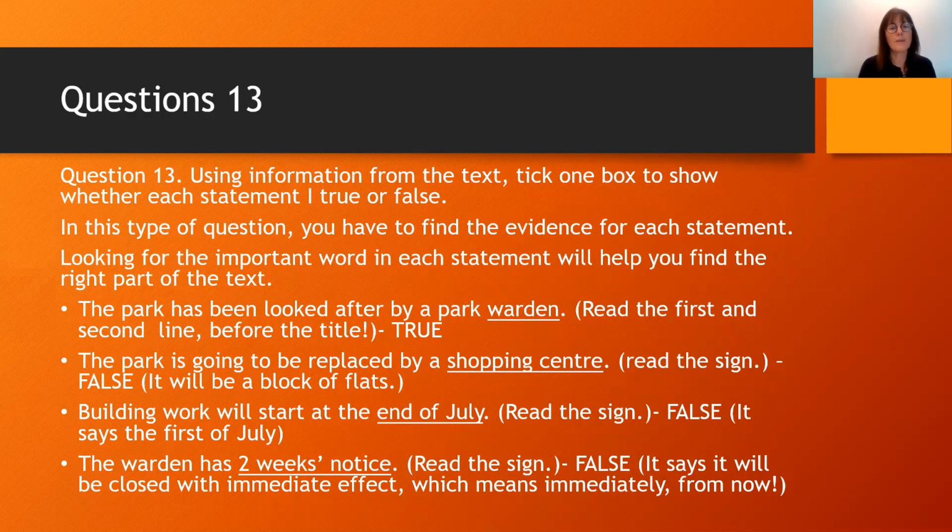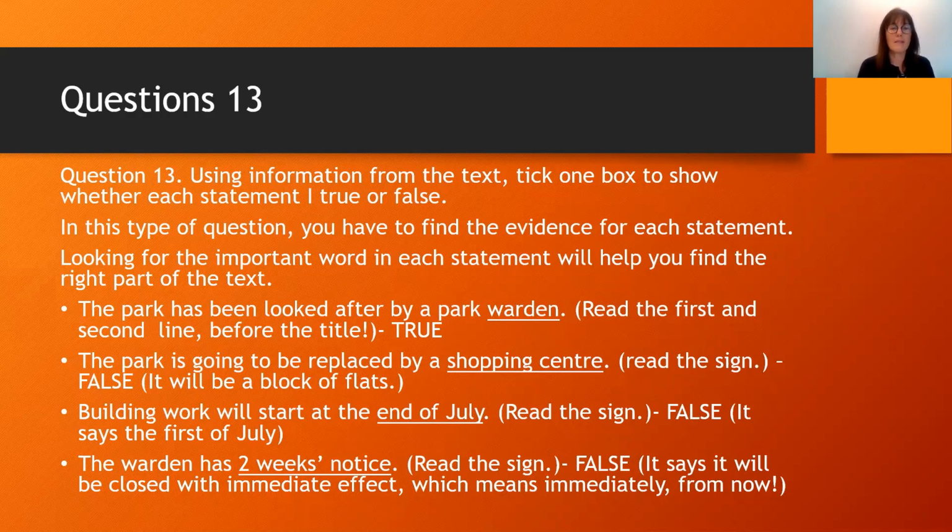Statement number 3, building work will start at the end of July. The end of July is the important part of the question. See if you can scan the text and remember where the word July has been mentioned. It's in the sign again. So read the sign and it says the park is closed from immediate effect and that from the 1st of July, the park will be redeveloped. So is it the end of July? No, it's the 1st of July. So that's the beginning. So this statement again is false.